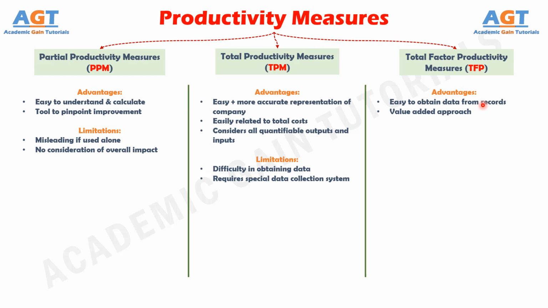Finally, in case of the total factor productivity measure or TFP, data from company records is relatively easy to obtain and uses a value-added approach, but in TFP there is no consideration for material and energy input, and it is difficult to relate the value-added approach to production efficiency.